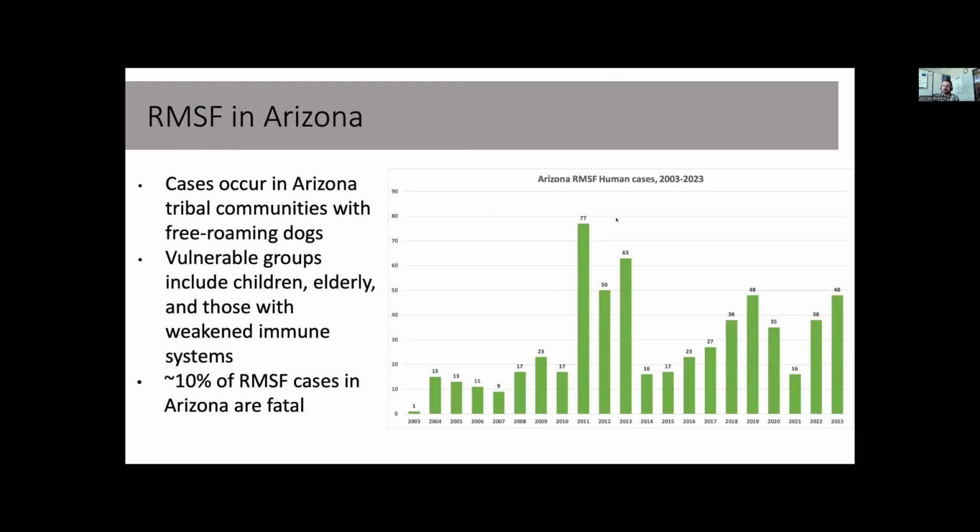If we look at the Rocky Mountain spotted fever cases within Arizona, the first detection was in 2003. Since then, we have seen an increase in cases, as well as consistent cases year after year. These cases are primarily in Arizona tribal communities with free-roaming dogs. In those communities, vulnerable groups such as children, the elderly, and those with weakened immune systems are impacted. Roughly 10% of RMSF cases in Arizona are fatal.